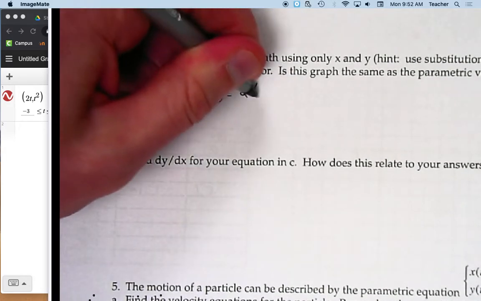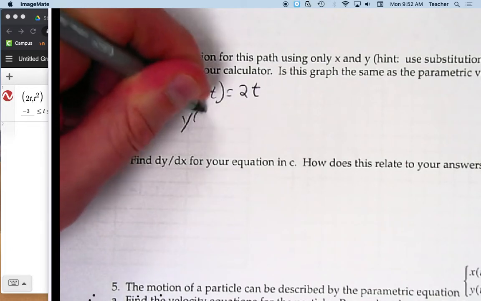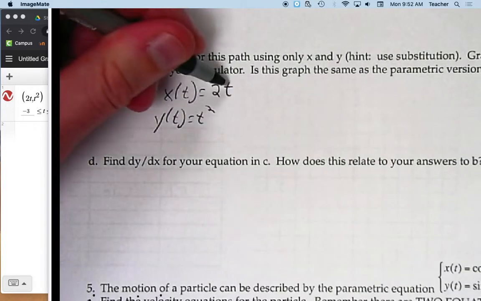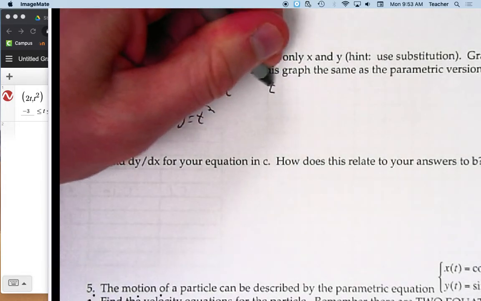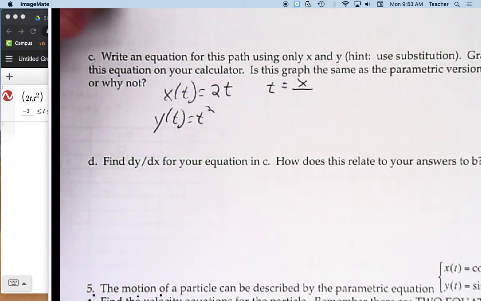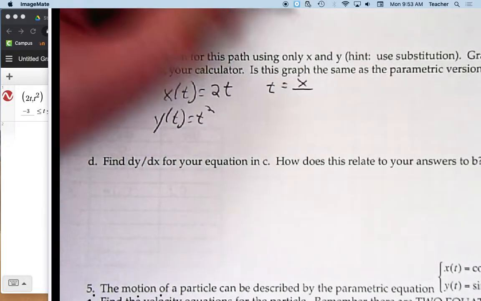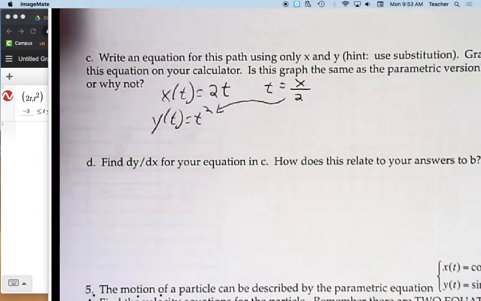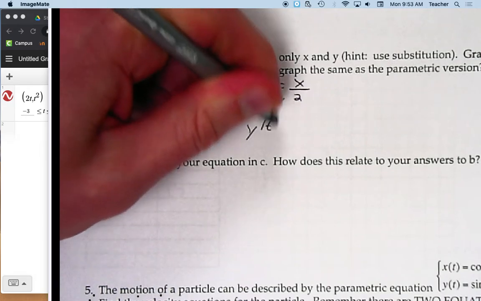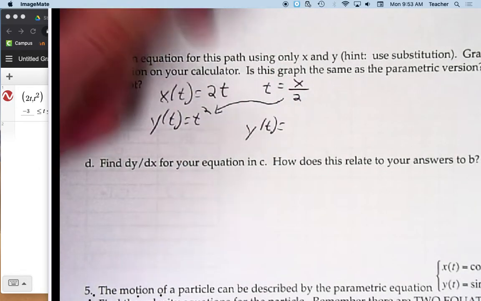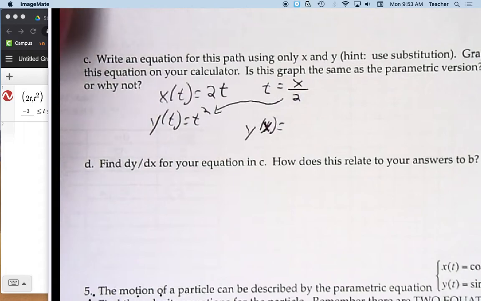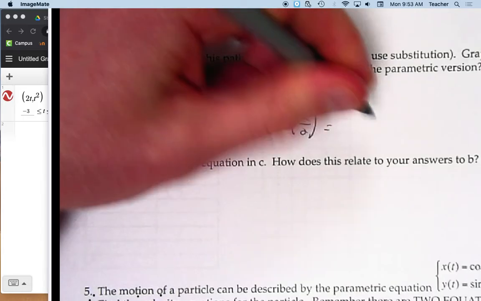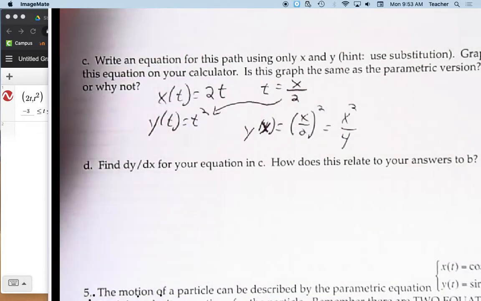And so x of t equals 2t, y of t equals t squared. And so what we can do is solve this first equation for t. And I'll stop writing the parentheses with the function notation, but t is basically x over 2. And if I now take this and plug it in there, y of t, or y of x once we substitute, will be t squared, and so it's x over 2 squared, which is x squared over 4.